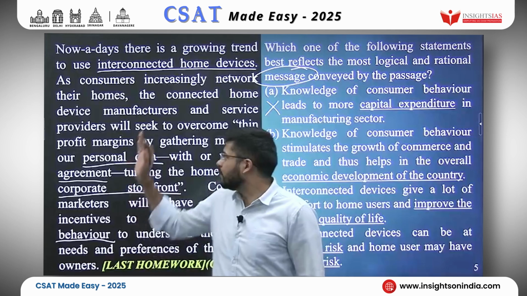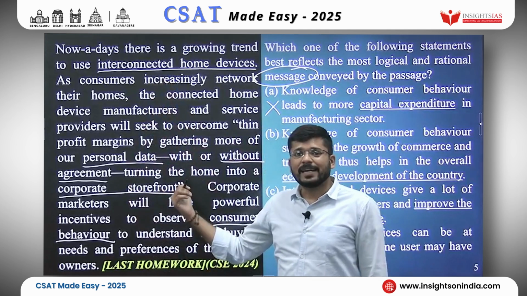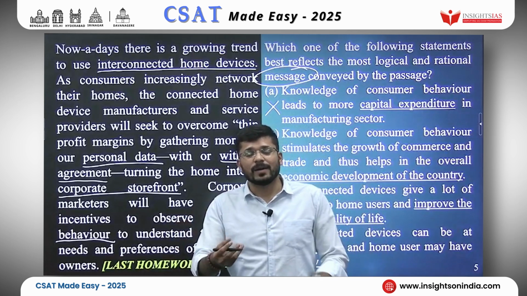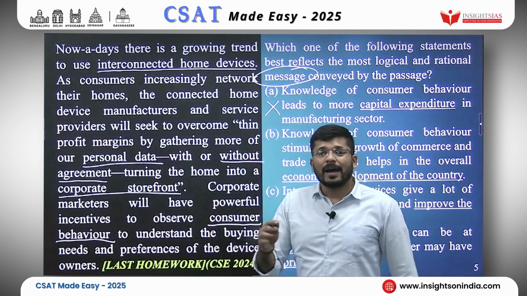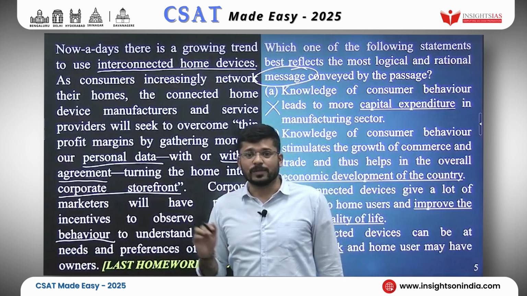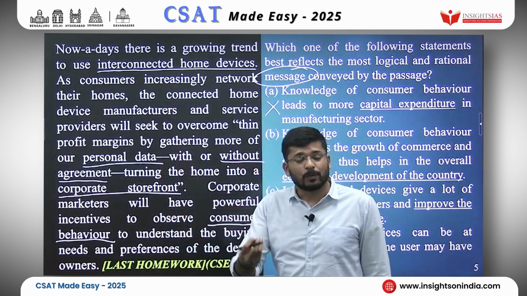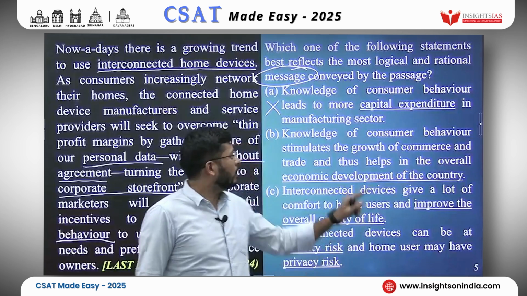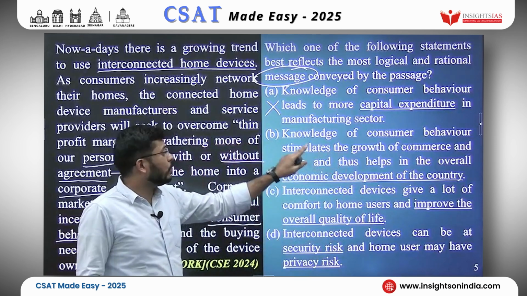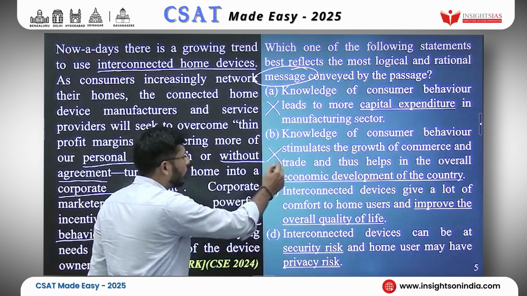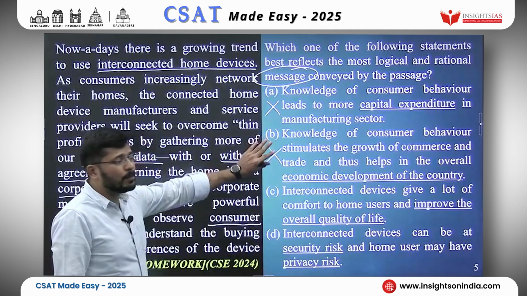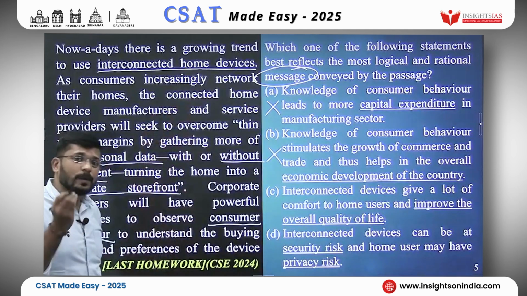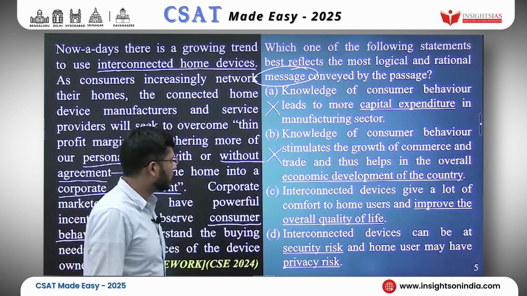However, what about the tone of the passage? It talks about it disapprovingly, as though it is corporate greed which makes them understand the consumer behavior with or without the permission of the homeowners. So this passage talks disapprovingly about corporates knowing about consumer behavior. However, this option talks approvingly about it. So we will eliminate option B because the tone of this option is not in agreement with the tone of the passage. Let's look at the third option.